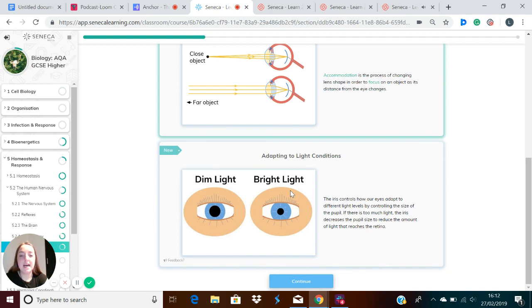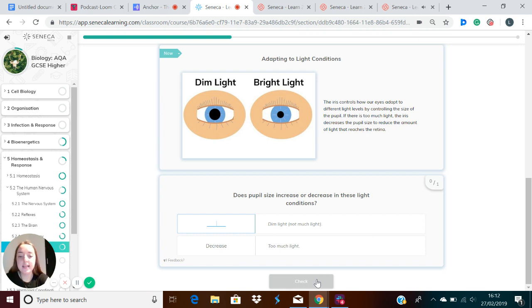Our eyes also adapt to light conditions, and this is controlled by the iris. So the iris controls how our eyes adapt to different light levels by controlling the size of the pupil, which is the black dot in the middle of our eyes. If there is too much light, for example, if you're in really bright sunlight, the iris will decrease the pupil size to reduce the amount of light that reaches the retina. And the opposite will happen if it's really dim. So if there's not much light, the pupil will get wider.